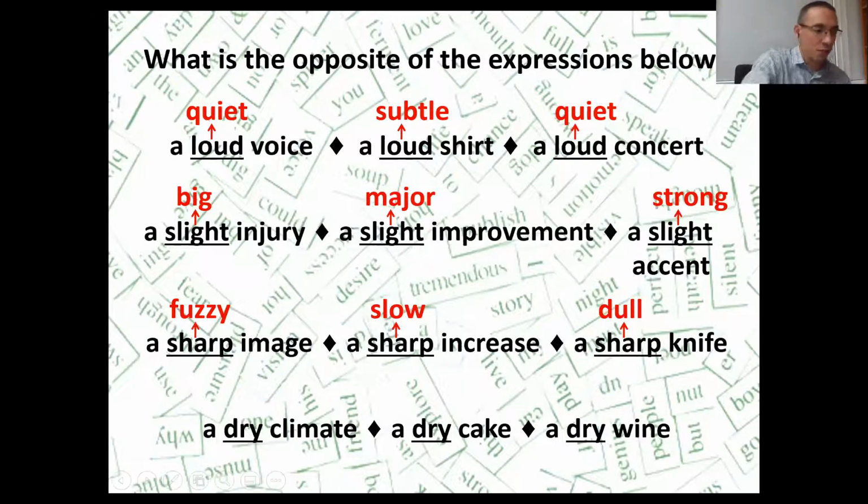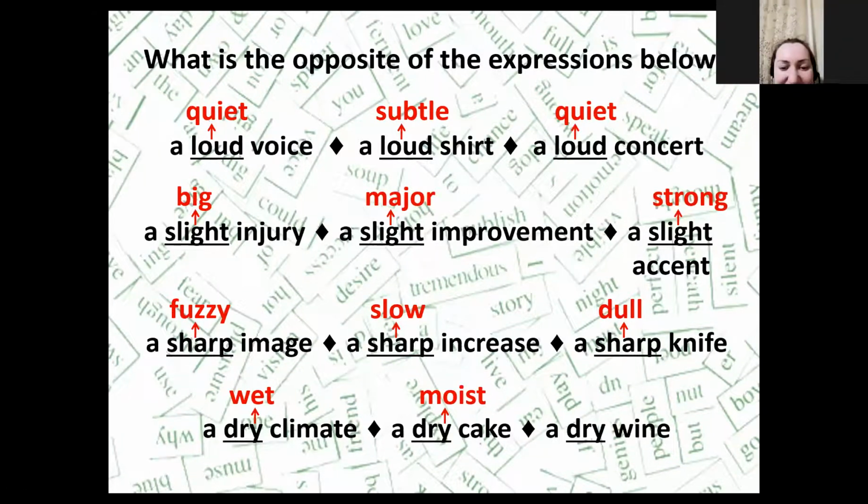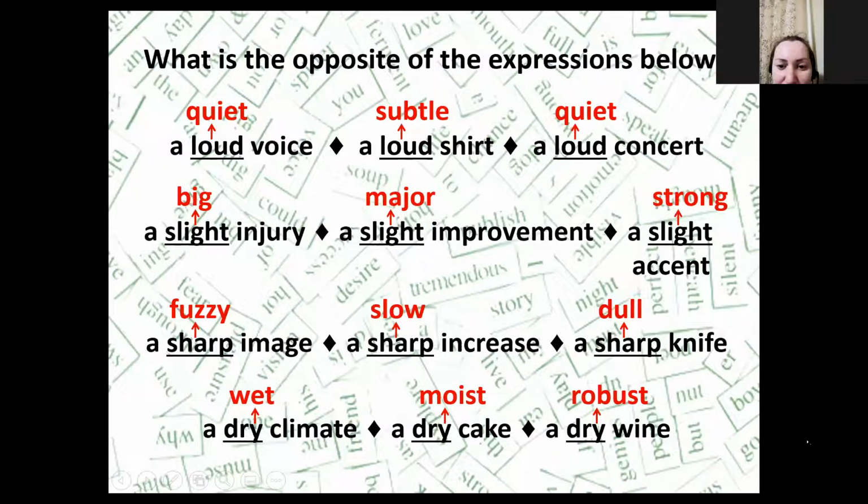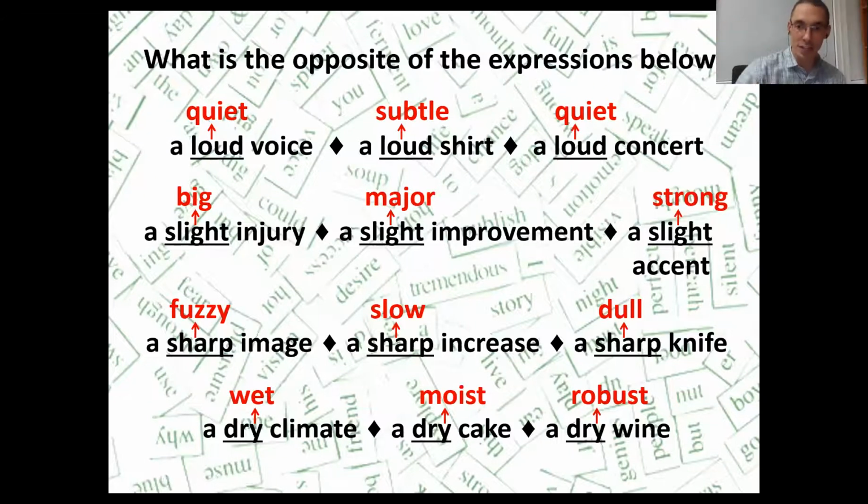Okay, last one, dry climate, dry cake, and dry wine. What can we say for dry climate? What is the antonym? Humid climate. Yeah, good, or wet. Wet or humid, both are correct. Both are good. How about a dry cake? Oh, I know that, moist. Very good. Beautiful English. And the last one, a dry wine. Strong wine. Oh, semi-sweet, sweet. Yes, we could say sweet. But here's another word, robust. It's a very high level English, robust wine.